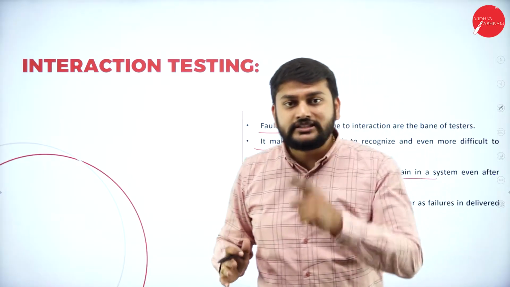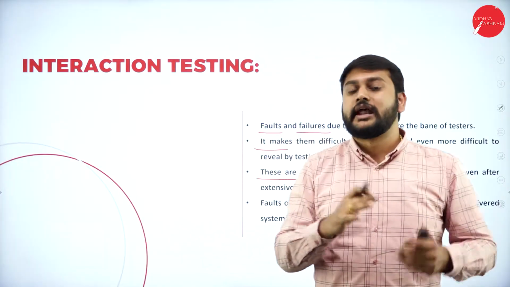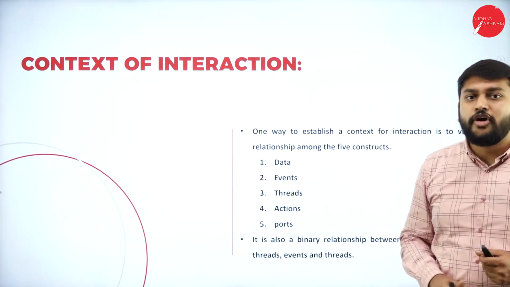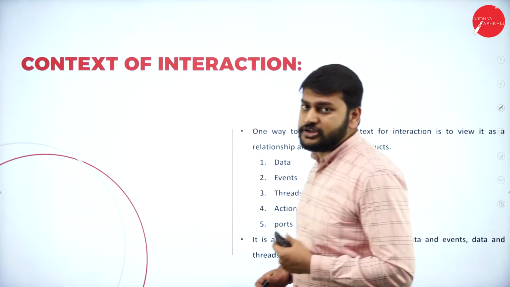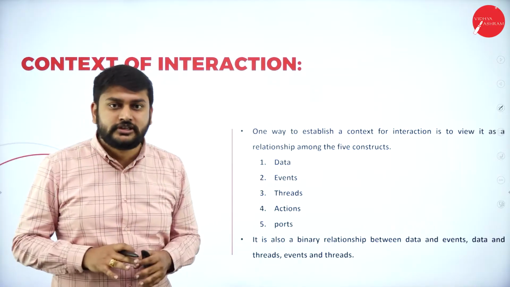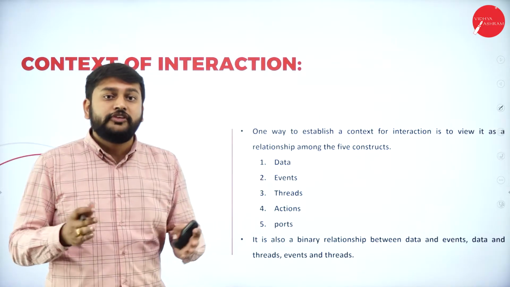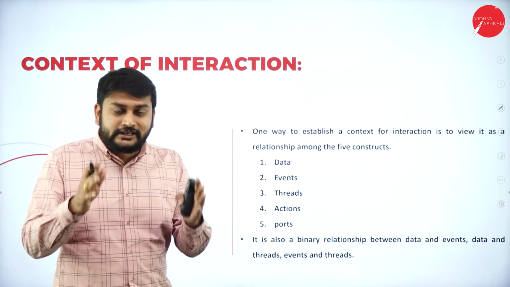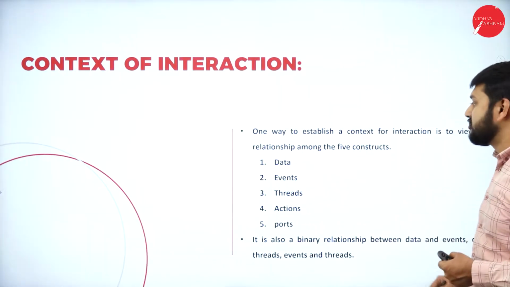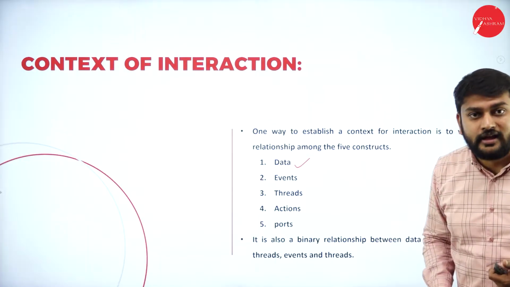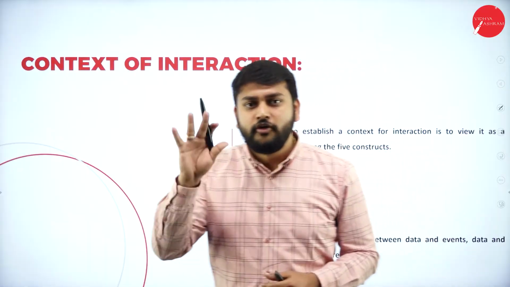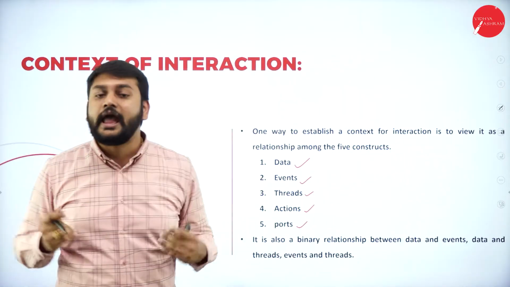So guys, let's understand how exactly I will have the interaction testing. Before that, we need to understand the context of interaction. When it comes to the context of interaction, you all know that I have 5 important constructs on which we are dependent for the complete testing. What exactly are these 5 different constructs? First one is data, the second one is event, thread, action and ports. These are the 5 different constructs that I have here.